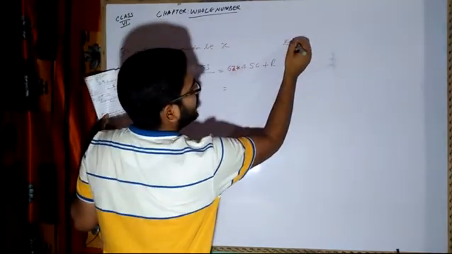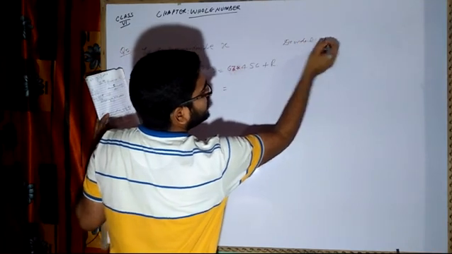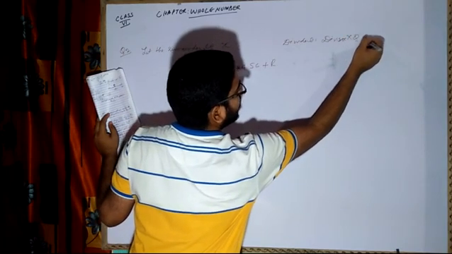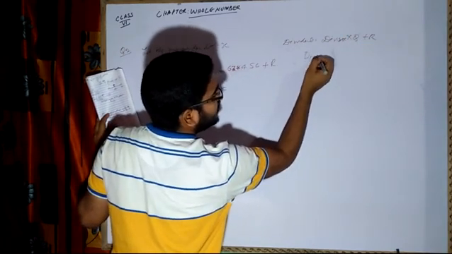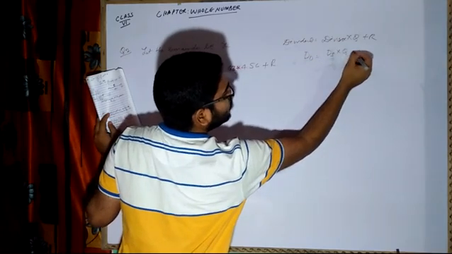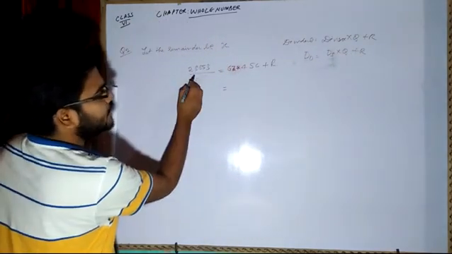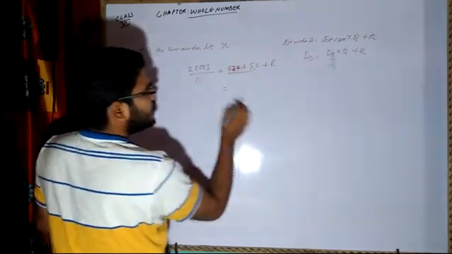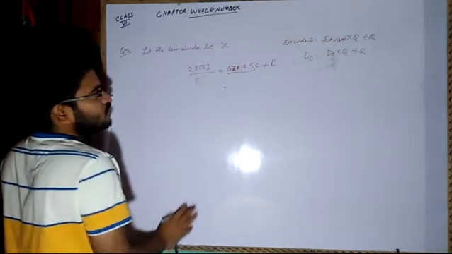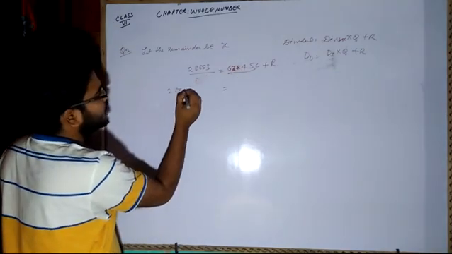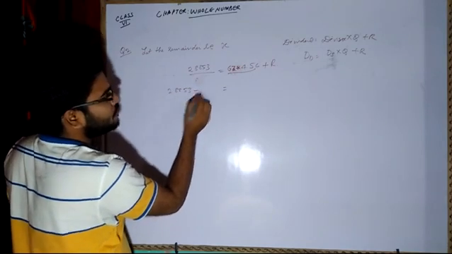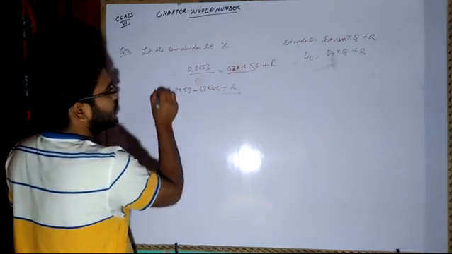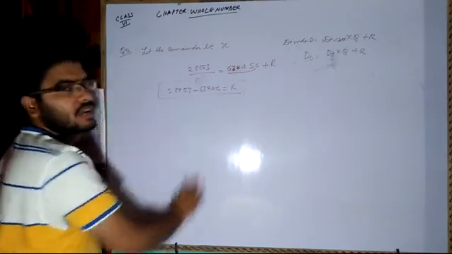Why? Take dividend equals divisor into quotient plus remainder. Dividend dd is equal to ds into q plus remainder. So dd is 28853, equal to quotient into divisor plus remainder. Now you multiply these two, so you will get the answer. You will write 28853 minus 63 into 456 will be equal to the remainder. When you calculate this, you will get the correct answer.